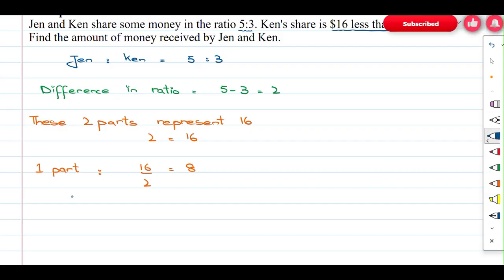Now we need to figure out the amount shared by Jen, which is 5 times 8, that equals $40. And the amount shared by Ken is 3 times 8, which equals $24. So we just need to figure out the amount of money received by both, not the total, right?